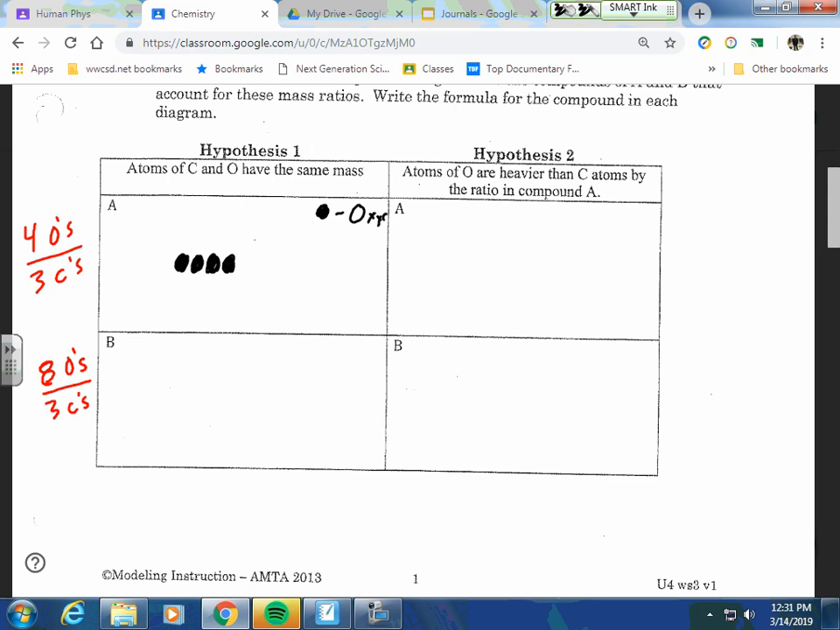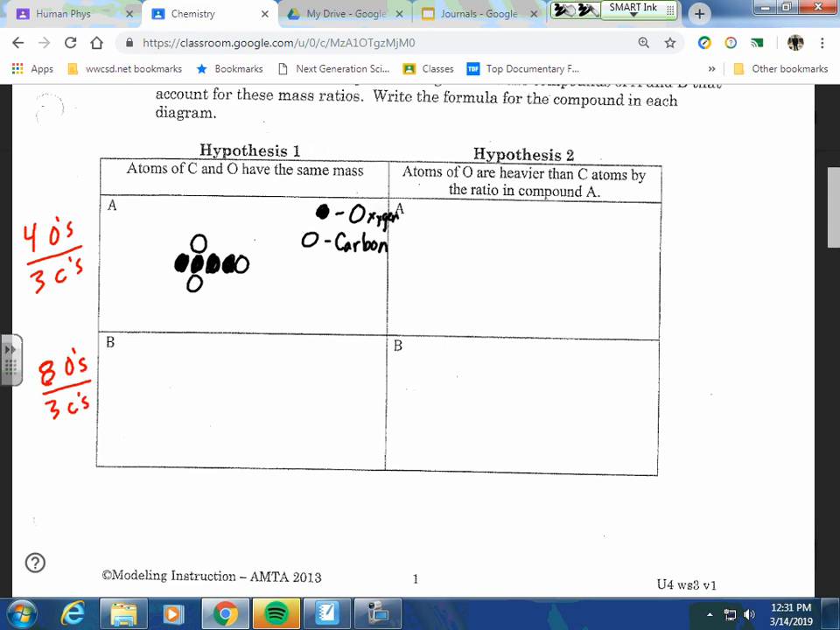Maybe I should write oxygen because otherwise it looks like a white dot. And then just attach anywhere 3 white dots, doesn't matter where, something like that. And then I'll say that's going to be my carbon. So if each atom has the same mass, it would make sense that there's 4 masses of oxygen for every 3 masses of carbon. Does that make sense?